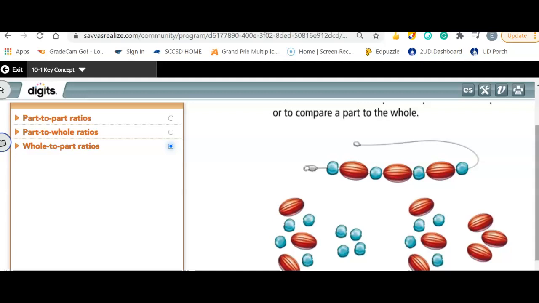Hudson. So 5 game consoles and 3 games. 5 game consoles and 3 games. Should be part to part. That's a 1. 2 separate things.